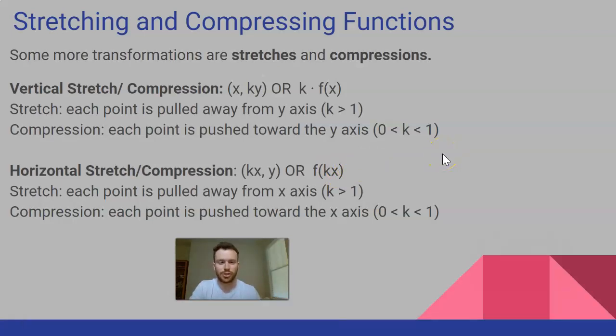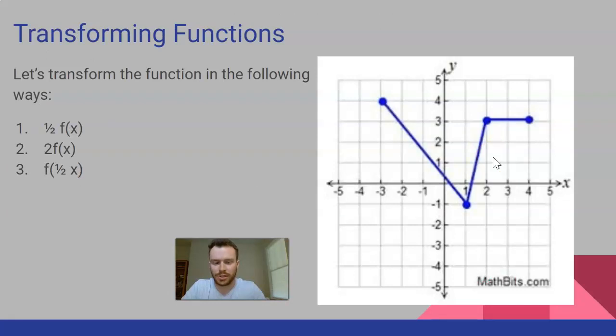When k is greater than 1, it's going to stretch. When k is in between 0 and 1, so like a decimal, like 0.25, or like a fraction, like 1/3, then it's being compressed. Transform this function by stretching and compressing it.